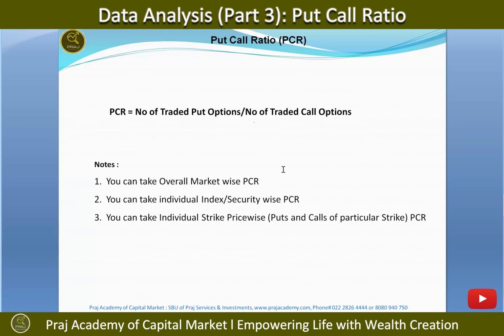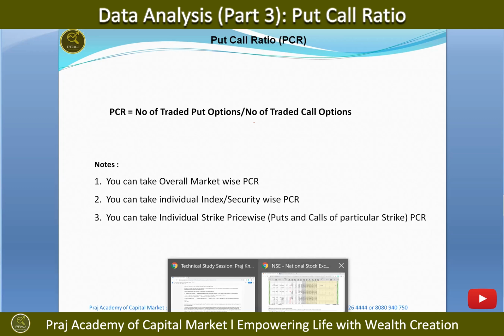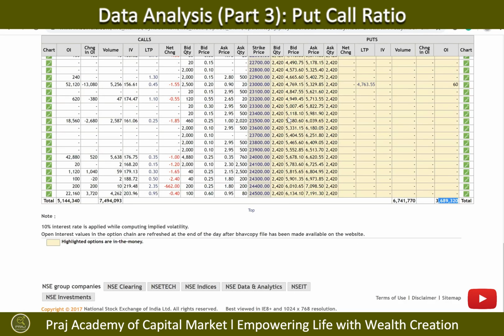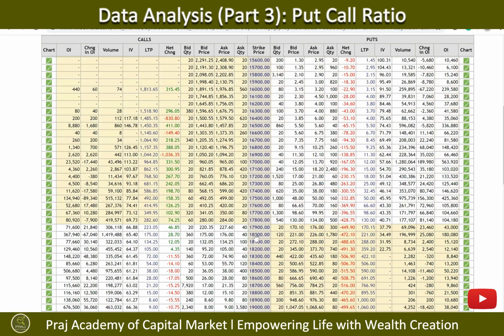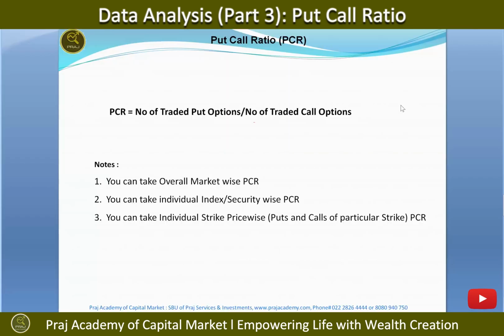Once you have calculated the PCR, of course, you can also take a PCR based upon a particular strike. Let's say for Bank Nifty, we are at 17,900. You have a total of 43,000 puts and a total of 71,000 calls. So you can have a put call ratio of this particular strike also. Now, how would that data help you in your interpretation?